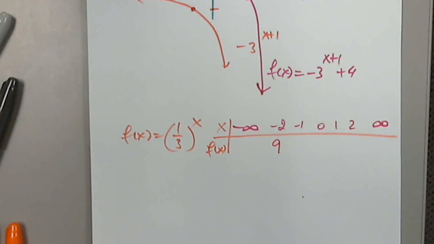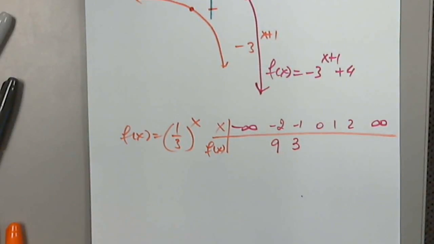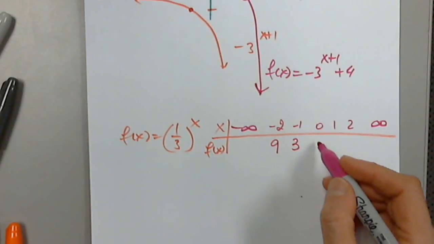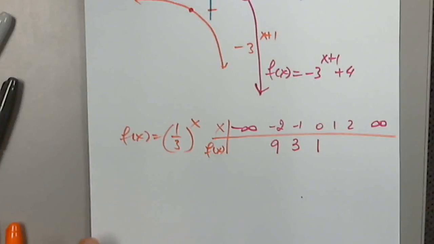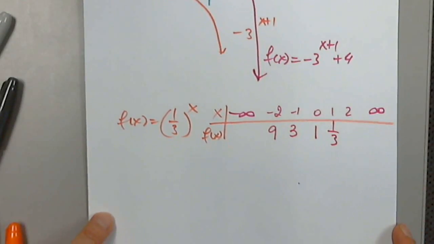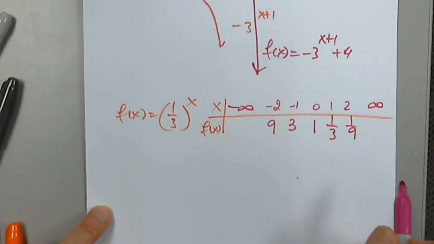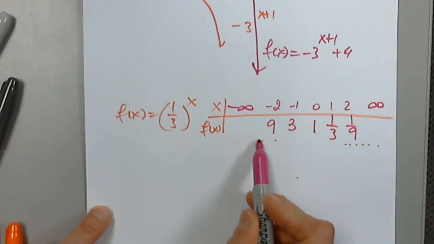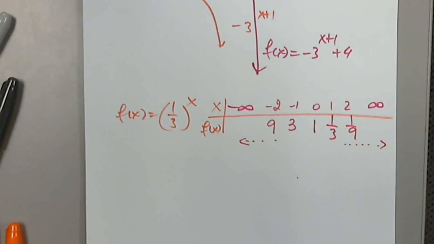Then 1. Perfect. Then 1/3. Very good. And then 1/9. Very good. So now, again, let's try to identify, going this way and going this way, the end behavior. 1/3, 1/9, 1/27, 1/81. Where am I going?